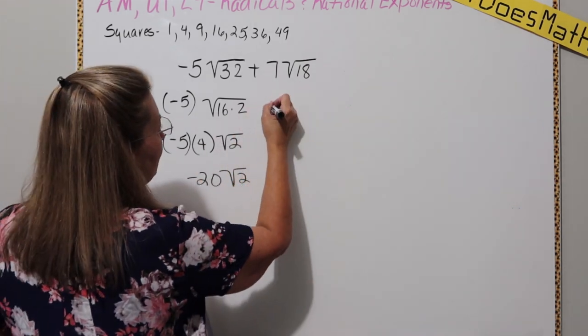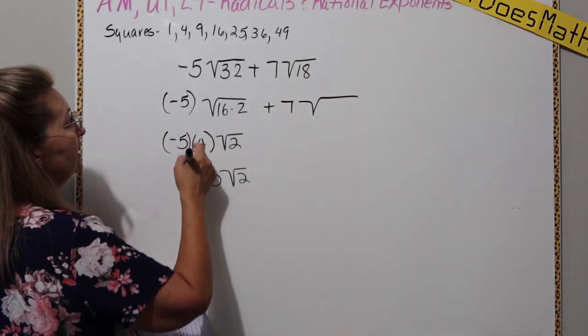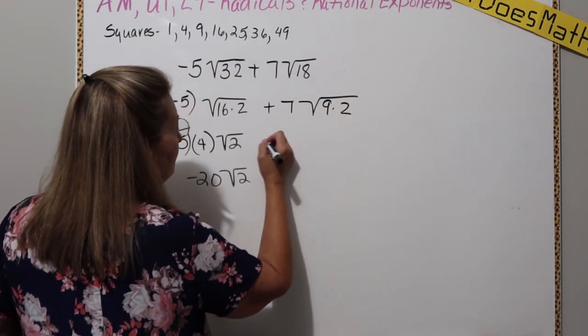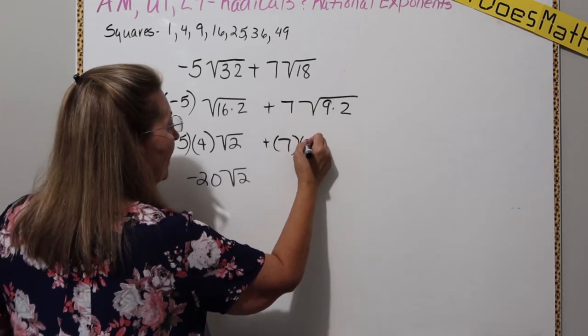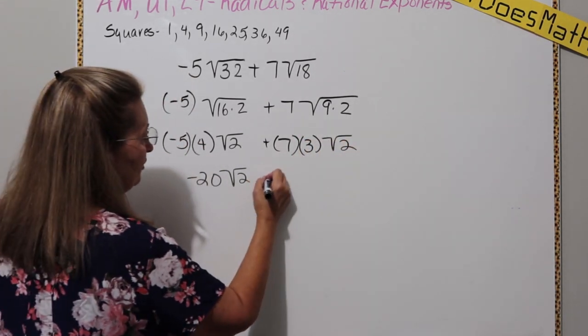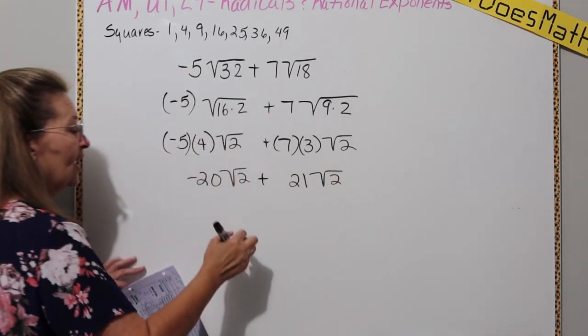Now let's do the same thing to 18. Is there a perfect square that will go into 18? Well, 9 will. 9 times 2. So I'm going to have 7 times the square root of 9, which is 3, and the 2 stays under there. So now I have 21 square root of 2.